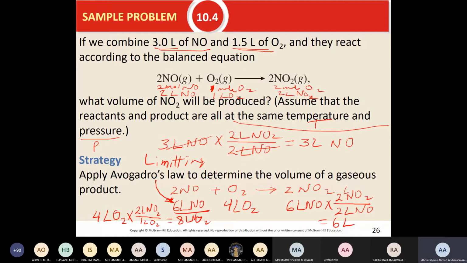You have to be careful. Somebody answer: why should I use this one or this one? You should use both of them. You should calculate for both O2 and NO, and you should take the one which will give you less, not the one which will give you more. So in this case, I take this one because it is the limiting reactant.